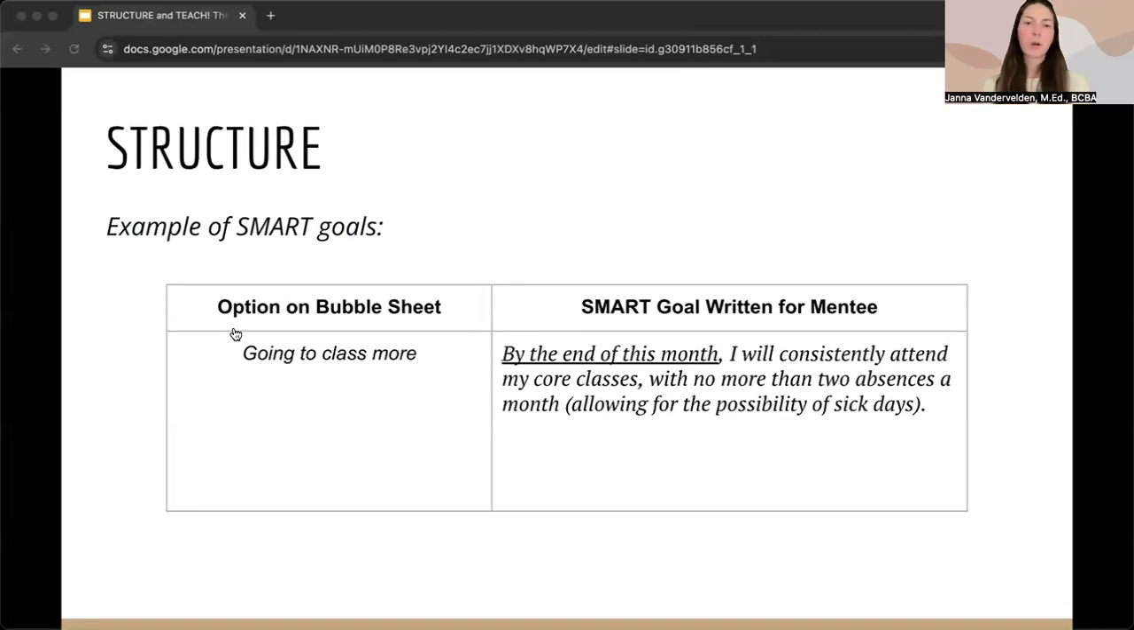This example of a SMART goal shows how one of the generic objectives on our bubble sheet, going to class more, can be fleshed out into a SMART goal. Following those 5 criteria in the acronym, it was expanded to, by the end of this month, that's the T, I will consistently attend my core classes, there's the S and the R, with no more than 2 absences a month, and the M, allowing for the possibility of sick days, that's the A.